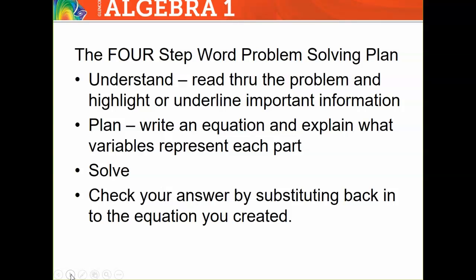Okay, we are going to talk about a 4-step word problem solving plan. So basically what we're going to do now is read some word problems and come up with equations just like we did for those past few examples. So there are 4 steps. The first step is understanding. You're going to read through the problem and highlight or underline important information. The planning is to write an equation and make sure you understand what the variables in each part represent. Then we're going to solve and check.